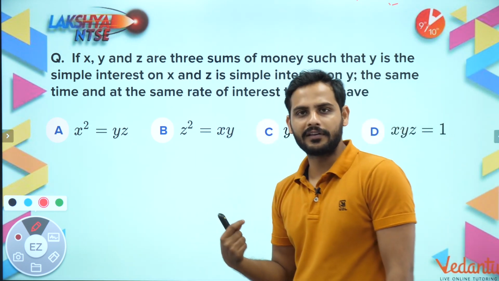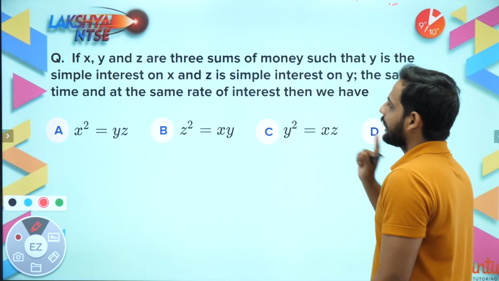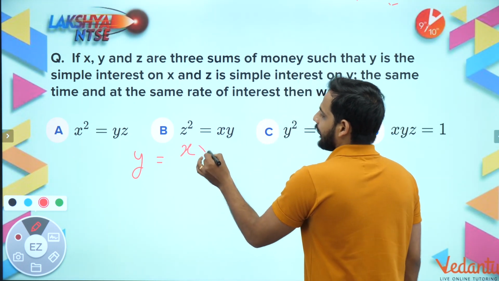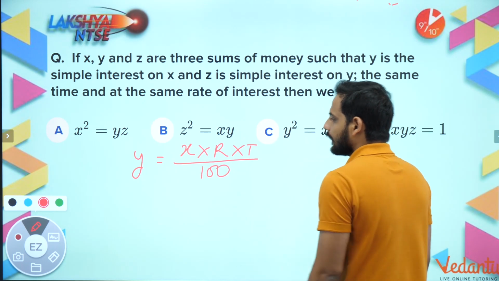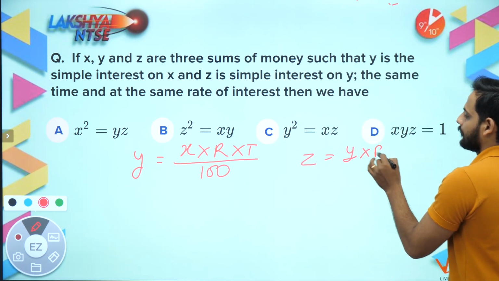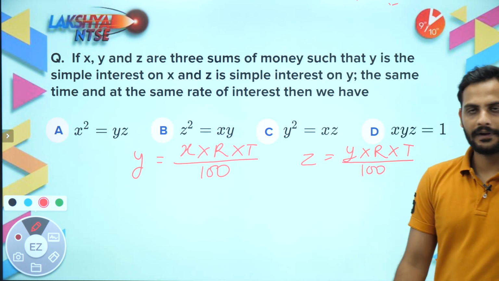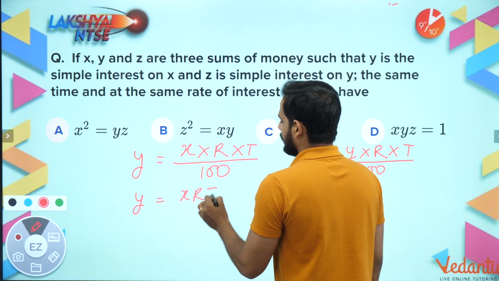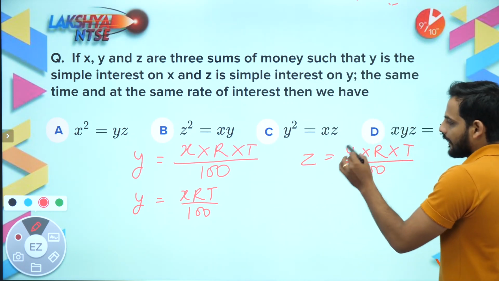You know that simple interest is P into R into T upon 100. So they are saying Y is the simple interest on X, and the rate and time are the same. And Z is the simple interest on Y. Correct? So from here you have Y is equal to XRT by 100, and from here you have got Z.